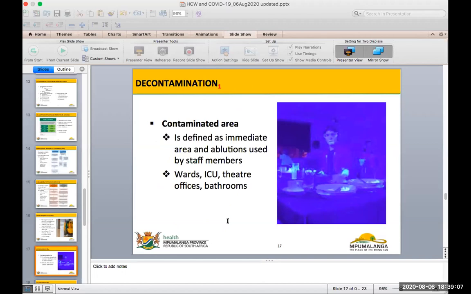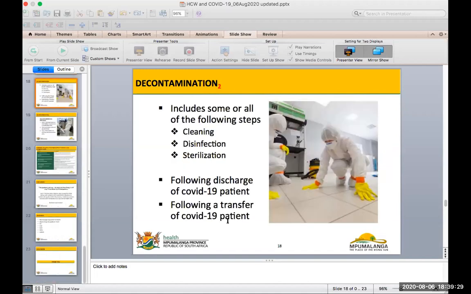So, the decontamination procedure. To decontaminate, it means an area has to be contaminated before. So a contaminated area is defined as an immediate area and or ablution used by a staff member who tested positive. It could be the wards, it could be ICU, it could be theaters, it could be offices or even bathrooms. So what does decontamination entail? Decontamination basically includes some or all of the following steps: deep cleaning, disinfection, or sterilization of such an area.